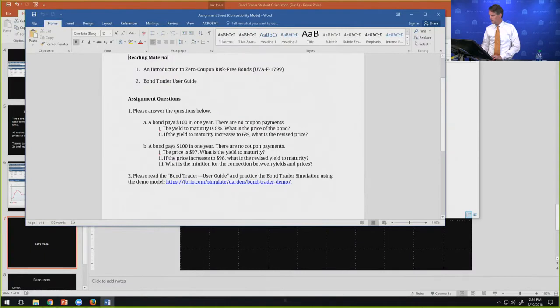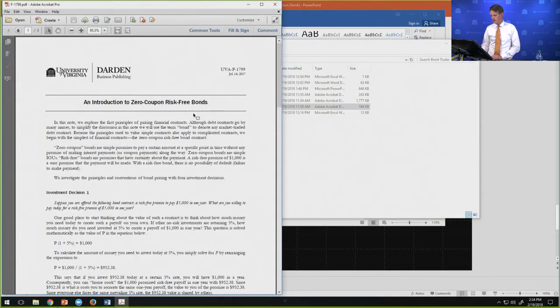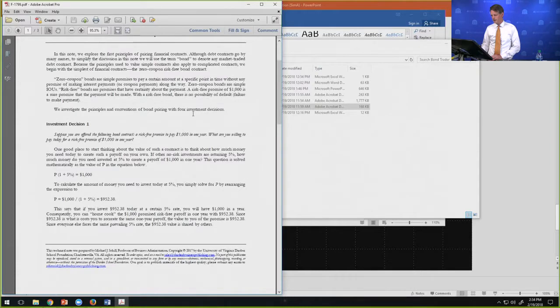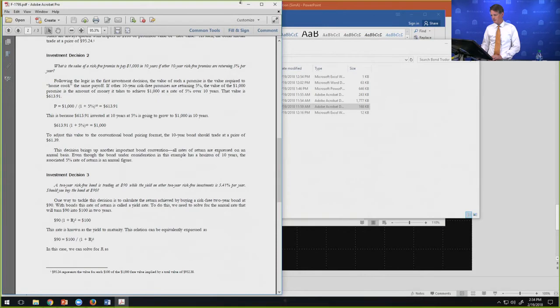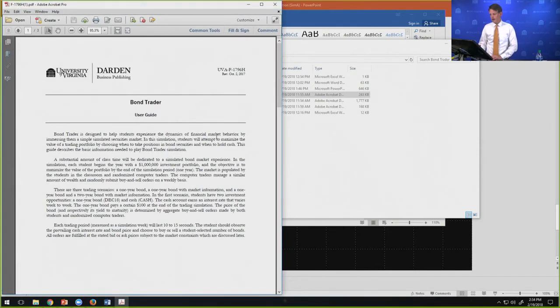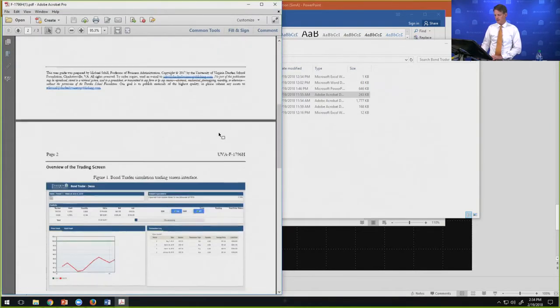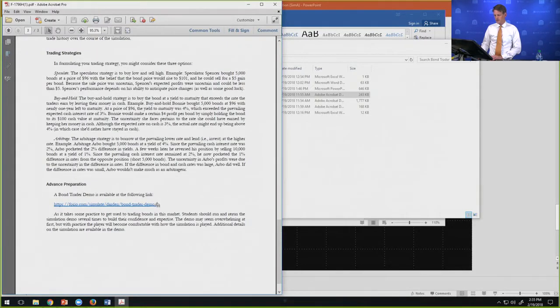Let me talk through some resources that you have. Again, let me just show you, this is the Introduction to Zero Coupon Risk-Free Bond note that walks through the bond math setup. There is also this handout that is the user guide for the simulation, and that's something students would get beforehand. At the end of it, there is a link to the demo, so they would work through that demo on their own.